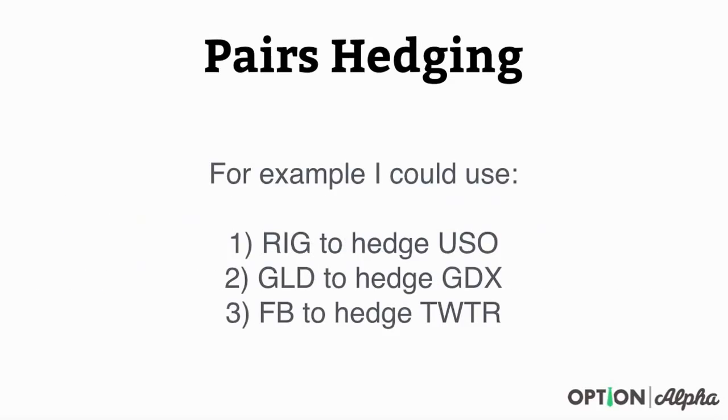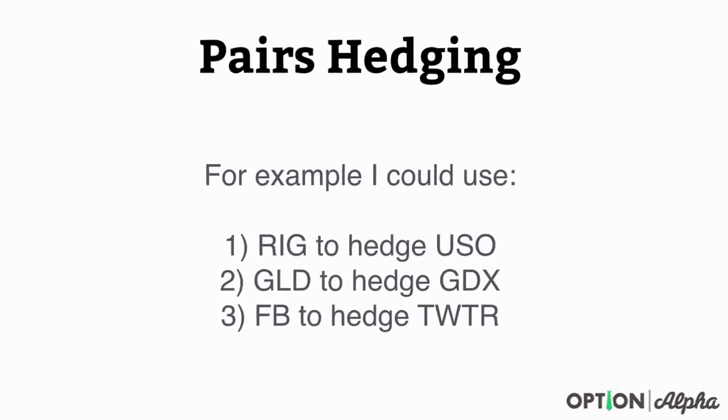So for example, if I have a position in RIG, which is an oil related security, then I could use that to hedge another position in USO, which is the US Oil Fund ETF. Again, if I have GLD, which is a gold ETF, I can use that to hedge another gold ETF, which is GDX. If I have a Facebook position, I can use that Facebook position to hedge something in TWTR, which is Twitter. So you can see that we're using very similar underlying stocks to hedge some of our trades.